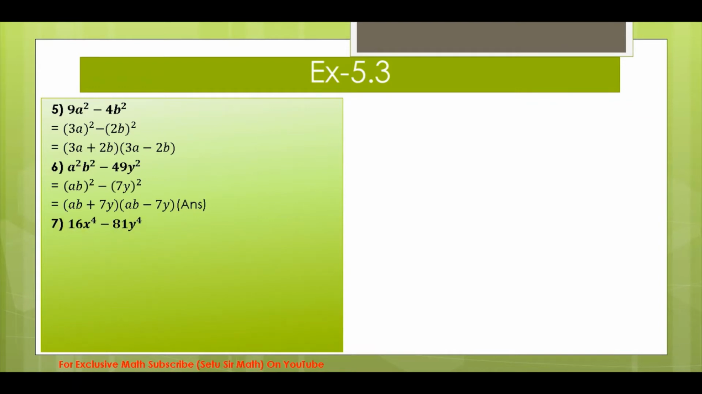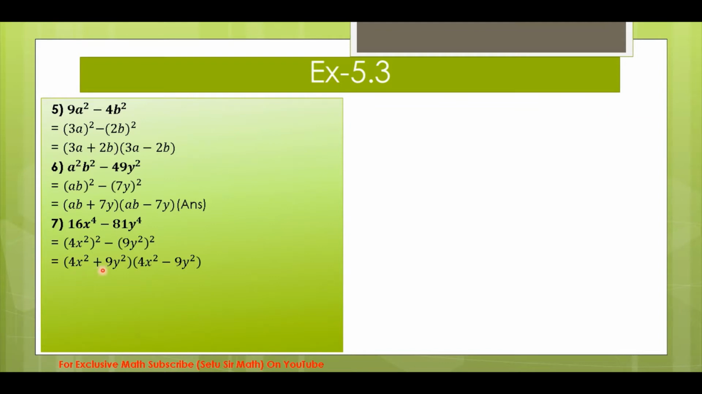Next, 16x to the power 4 minus 81y to the power 4. We can take the same formula. How? As you can see, 4x square whole square, that means 4 square means 16, x square whole square, that means x to the power 4, and 9 square means 81, y square whole square, that means y to the power 4. So we can take a square minus b square formula, and in here a equals 4x square, b equals 9y square. So the factors are 4x square plus 9y square, 4x square minus 9y square.